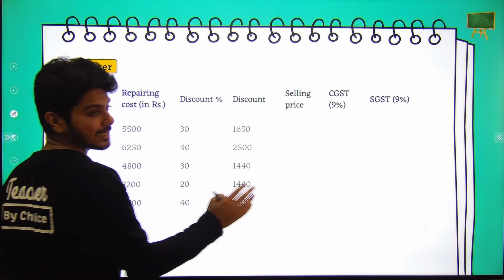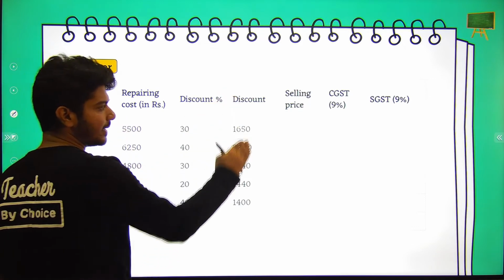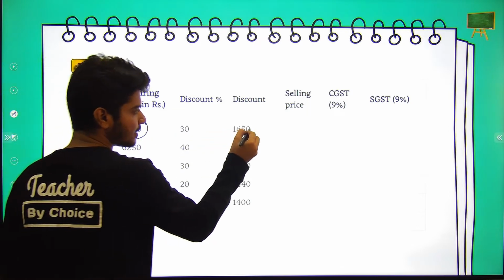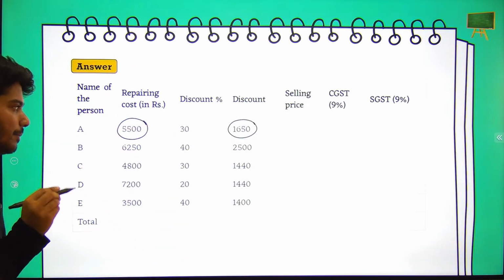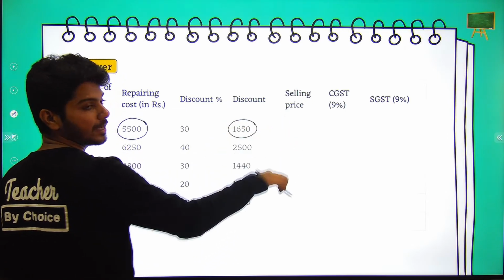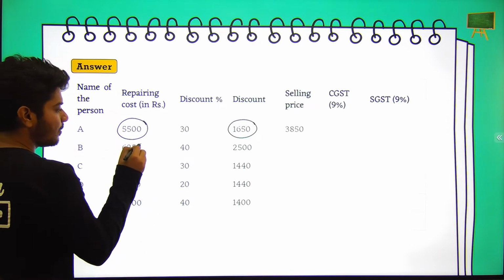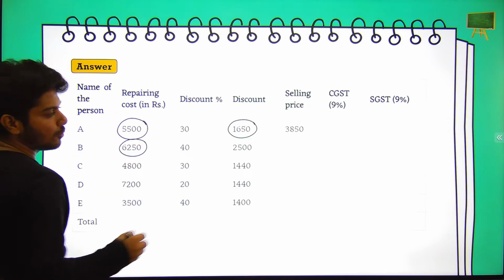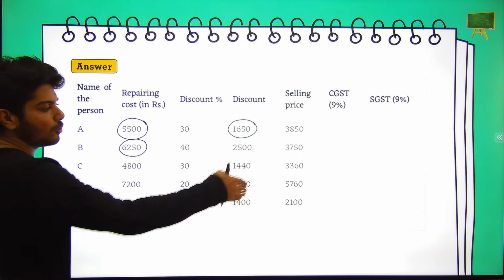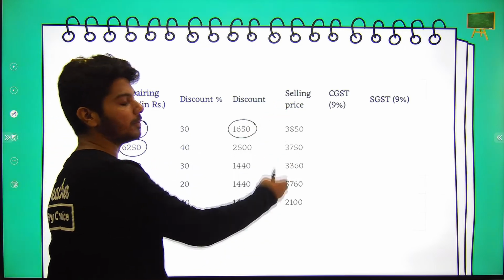Now let's see the selling price. Selling price would be this minus this. 5,500 minus 1650. I'm repeating it again: 5,500 minus the discount will give me the selling price. Similarly, you will subtract 2500 from 6250, you will get 3750. Like this you have to complete the table. So we have completed the selling price column.